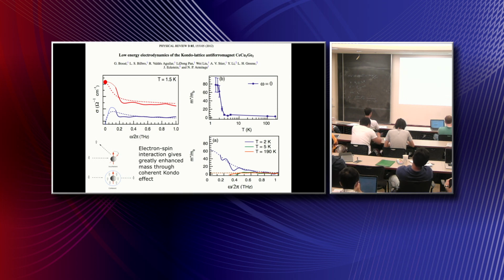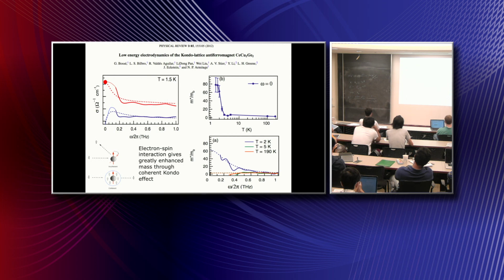This is a plot of the conductivity of the material as a function of frequency at some very low temperature in the regime where the masses have already become large. Okay? The form of the optical conductivity is very, very different than the one that I was just showing you. Again, there's a real and imaginary part. You can see that the real part is, in fact, always above the imaginary part.